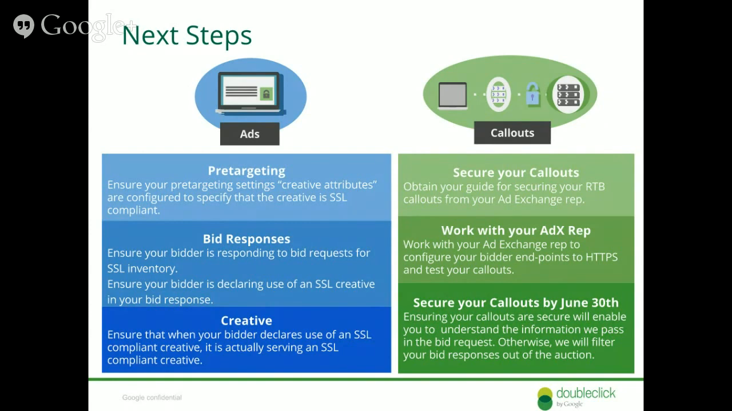And on the SSL callout side, again, this is all about managing the process of moving your bidder endpoint over from HTTP to HTTPS, which can happen either as quickly or slowly as you need it to, as long as it happens by June 30th. And your AdX rep will be following up with more information and thorough steps around exactly what you need to do to make that a smooth process.